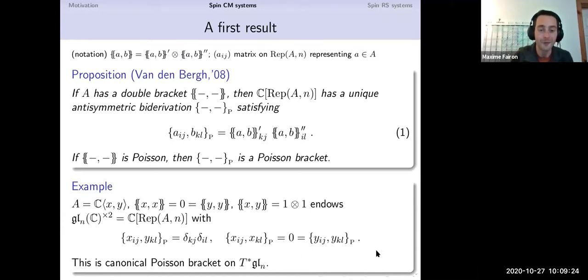For me, for example, this double bracket is really nice because it's very easy to write down. And obviously the geometric one, the one on T star GLn, it's not that bad to write down, but it's even more concise to write the double bracket.